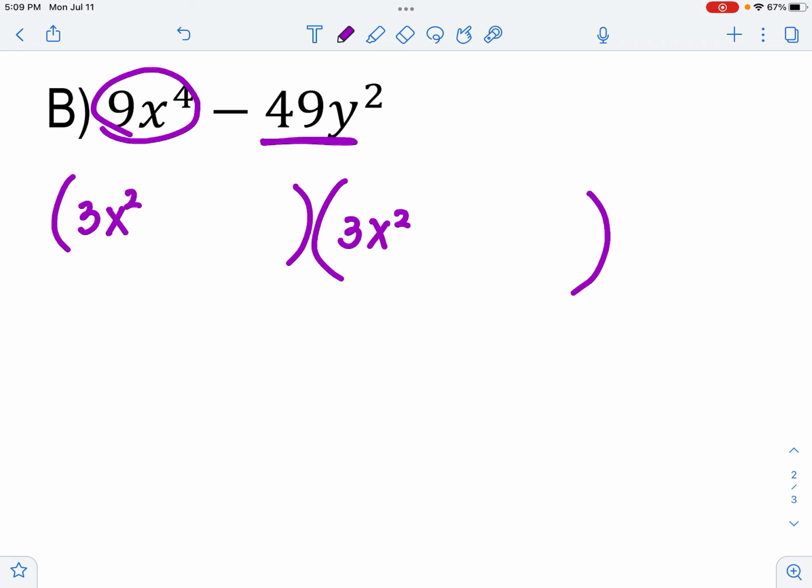Now the next two terms have to multiply to give us 49y squared. Once again, we said that came from a 7 and the y. But notice that it's subtraction right here. So one's positive, one's negative.